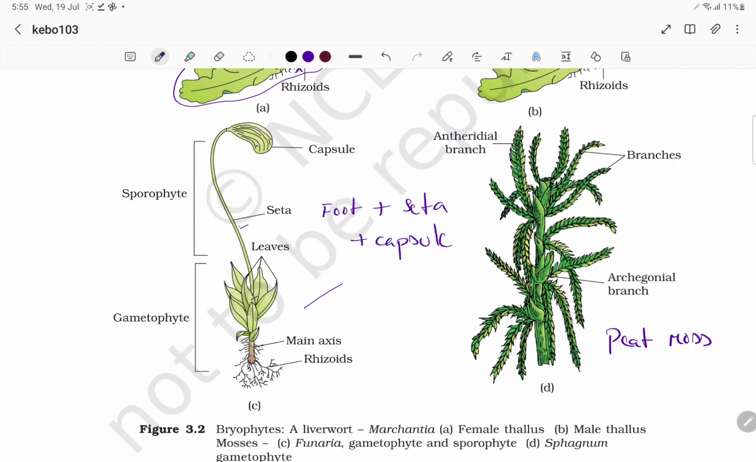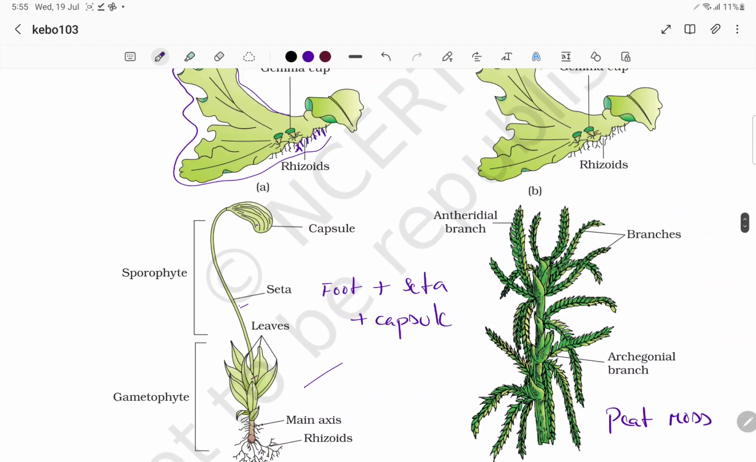So this comes under monoecious, because you can find the antheridial and archegonial branches, right? So sex organs will be present in these branches. In that way Sphagnum is monoecious, and Marchantia, which is a liverwort, is dioecious. In this picture itself you can understand that.